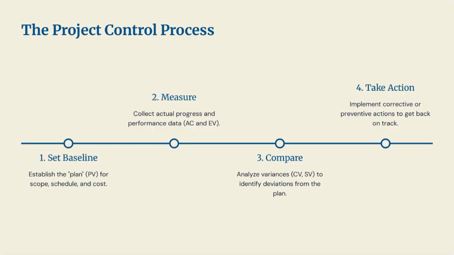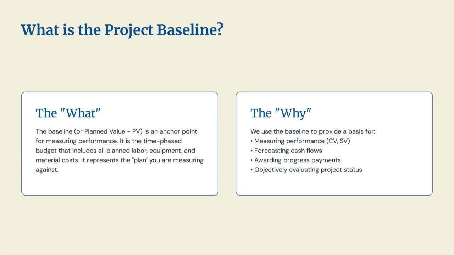Then, step 3, compare. The measured data is then compared against the baseline plan. This is where variances, differences between the planned and reality, are found. Finally, step 4, take action. Based on those variances, decisions are made. If the project is over budget or behind schedule, corrective actions are implemented to get back on track. If the project is performing well, the reasons can be analyzed and applied elsewhere. Then the loop repeats.